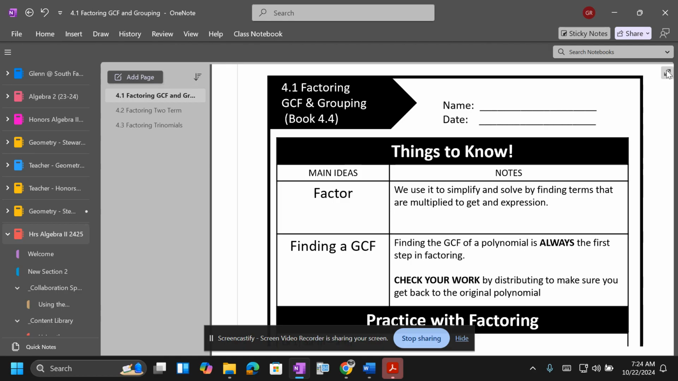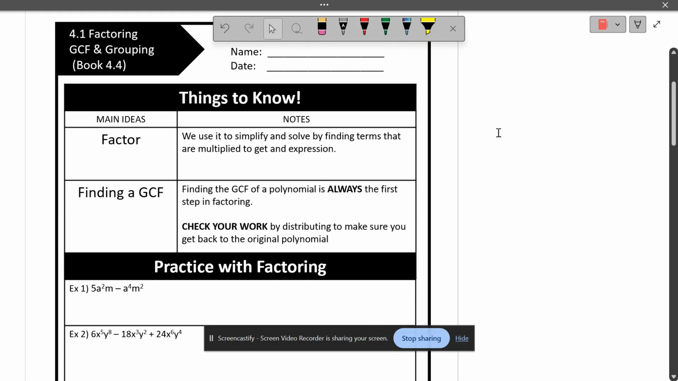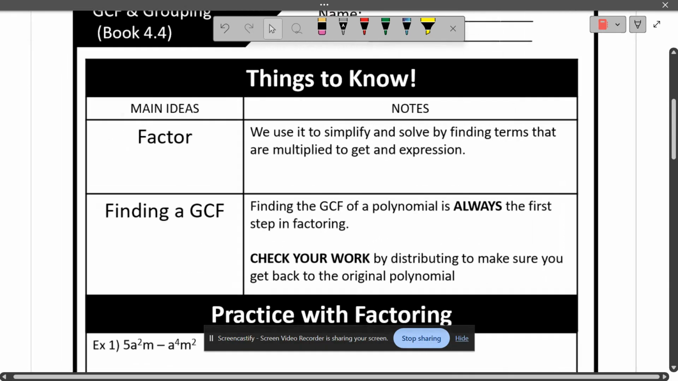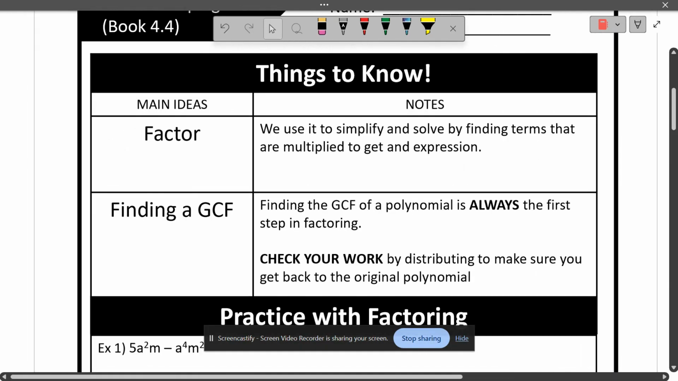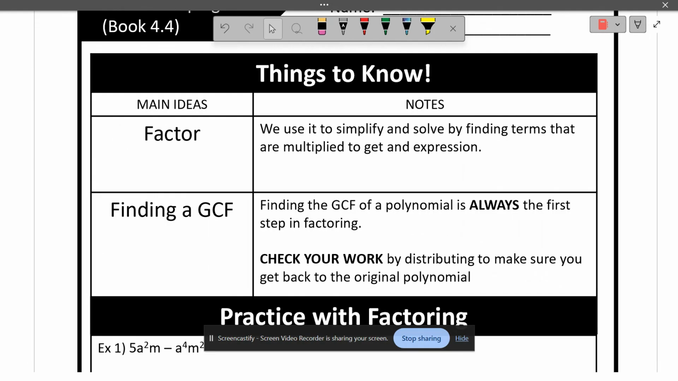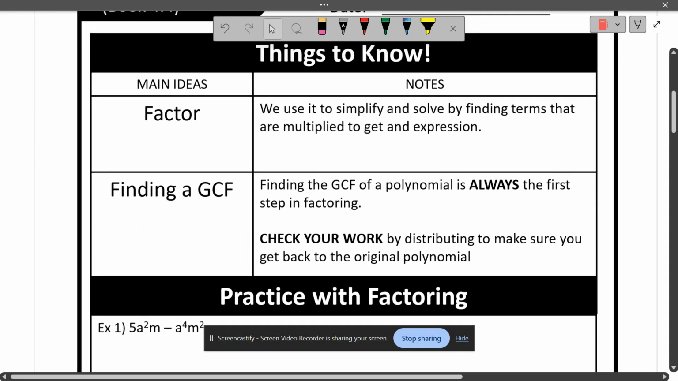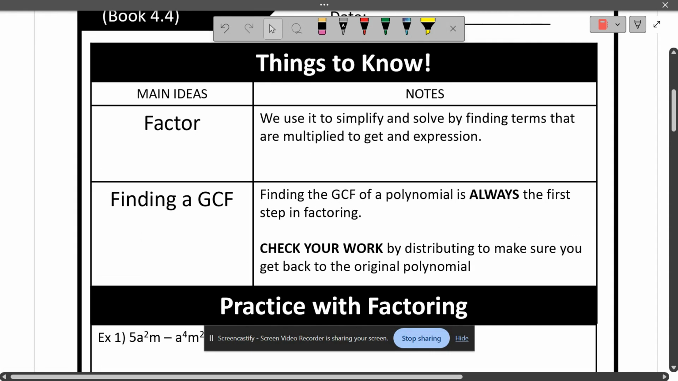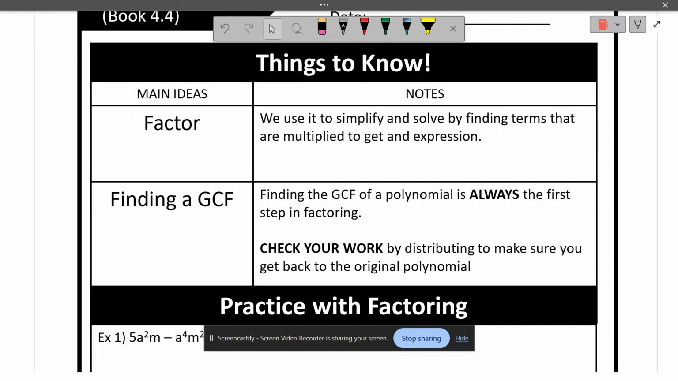Just a couple things before we get into this. Factors, we use it to simplify and solve, to find terms that are multiplied to get expressions. And then a GCF is always the first step. Our greatest common factor is what you're trying to find. You check your work by distributing to make sure you get back to the original polynomial. Everything that we do in this unit, you're always going to try and revert to, can I factor out a GCF? That, I think, will save you a lot of time.